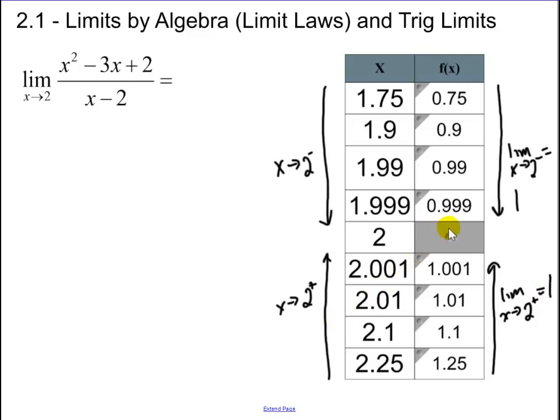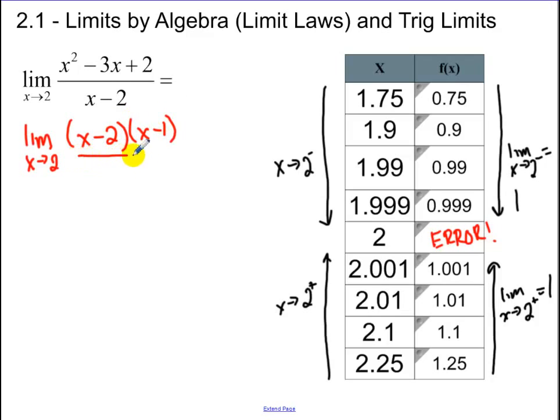But if you remember, when we got 2, I have no value there, because when we plug in this value, this gave us an error in our calculator. But let's go back to this actual function. When looking at this function, a lot of you may have recognized that what I could do was we could factor the top, and then what happens?